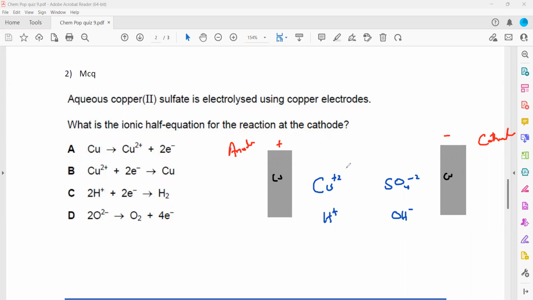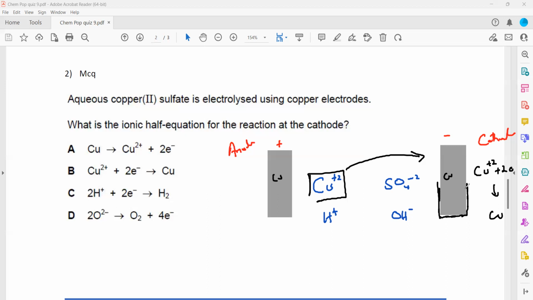Now what will happen? The less reactive positive ion will move towards the cathode. So copper is less reactive, copper will move towards the cathode. What is the equation? The copper ion, which is +2, will take 2 electrons and form a copper atom. So it will stick to the cathode. The size of the cathode will increase. To overcome this, the copper atom will go inside the solution as a copper ion. So copper atom turns into copper ion by loss of 2 electrons at the anode, and copper ions gain 2 electrons to turn into copper atom.